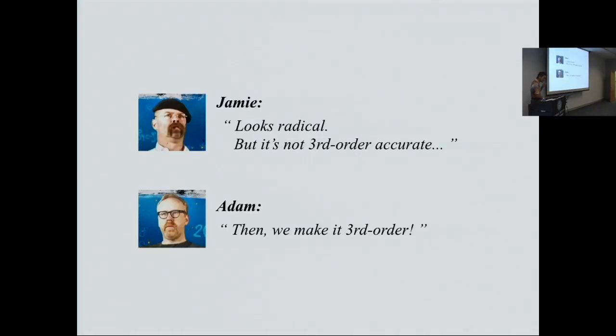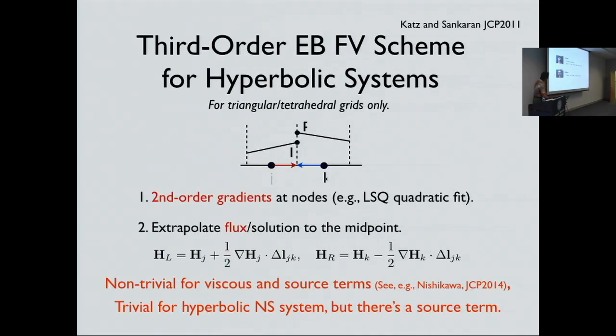So it looks right, but this is not a third order scheme. We are investigating third order edge-based schemes, but we can actually make it third order very quickly. This is a big discovery by Katz and Sankaran, basically in 2011. They discovered this edge-based finite volume scheme achieves third order accuracy by a set of minor modifications on triangular and tetrahedral grids. This is a special property of these two grids.